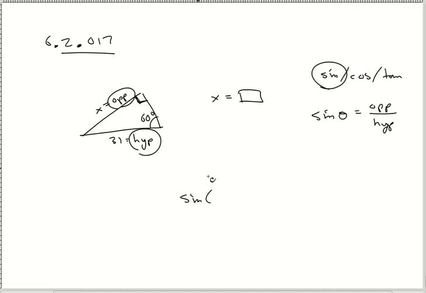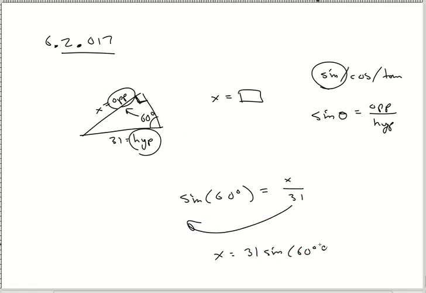So sine of theta, theta is 60 degrees, so we can plug that in. My opposite is x. Again, opposite of that angle. See that? And then my hypotenuse is a 31. So to solve for x, I'm going to move that 31 over. 31 sine of 60. And I would definitely use a calculator. Remember degree mode, which we should already be in.